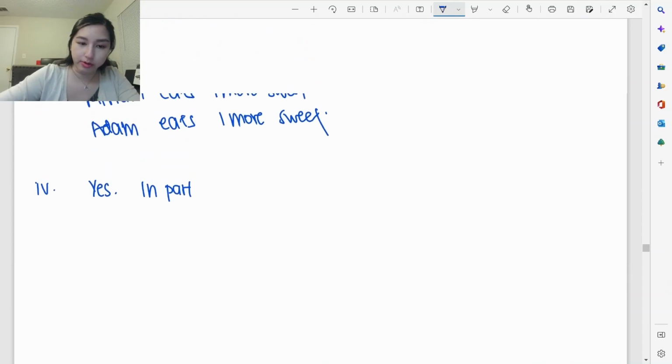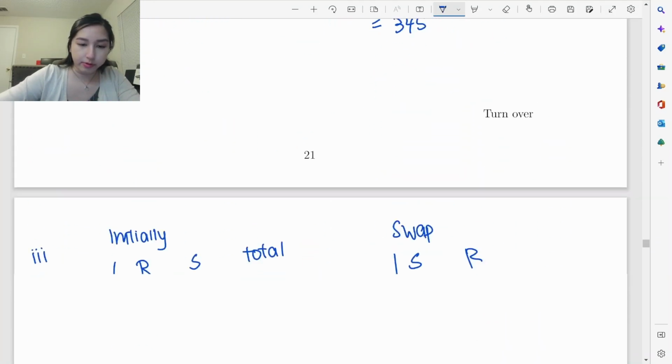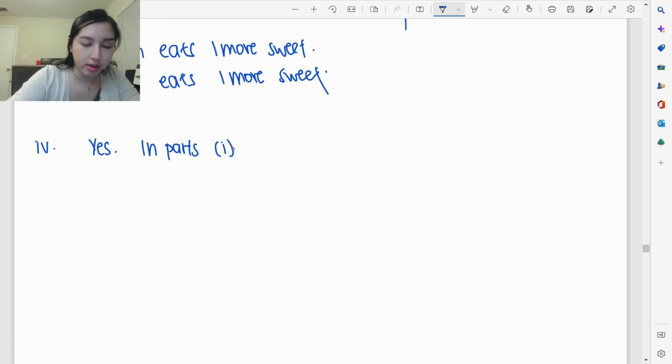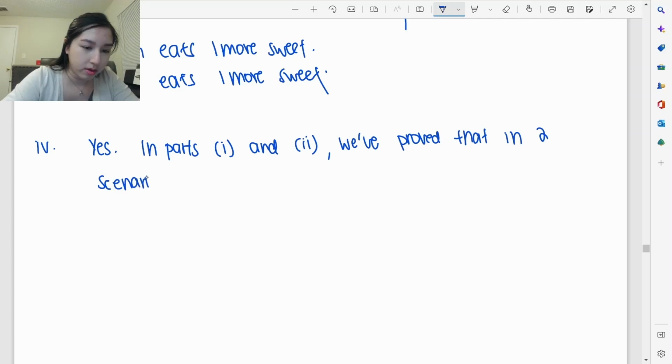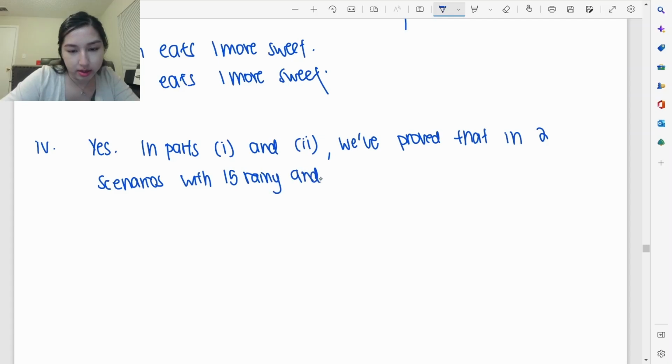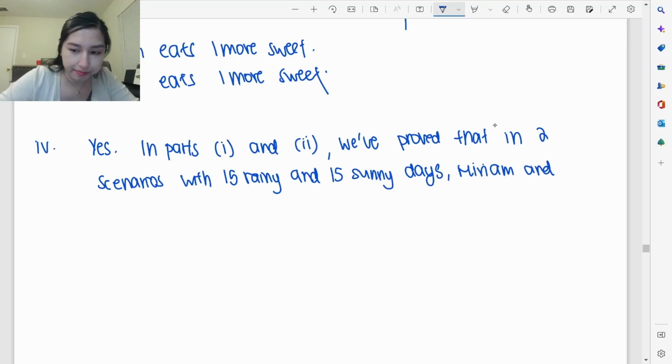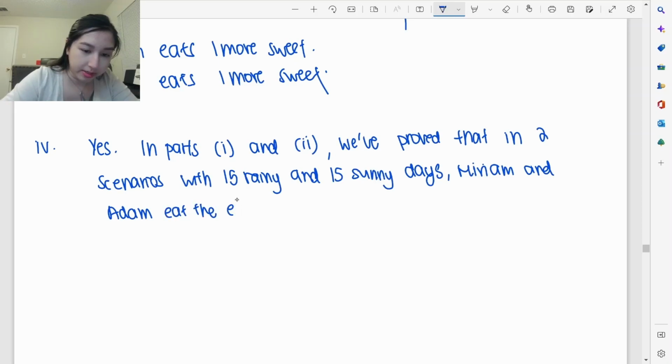In parts 1 and 2, do we write 1 and 2? Yep, in parts 1 and 2, we've proved that in two scenarios with 15 rainy and 15 sunny days, Miriam and Adam eat the same number of sweets.